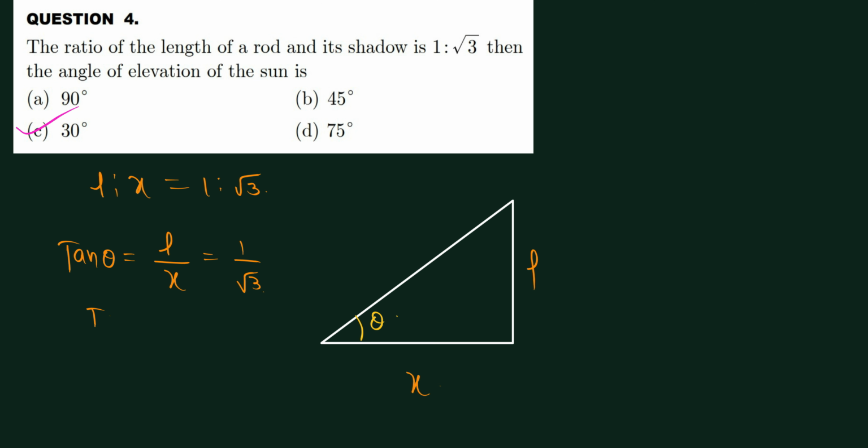Okay, at what value is tan theta equal to 1 by root 3? 30. Yes, tan 30. So the angle of elevation of the sun is how much here? 30 degrees. Okay, so your answer C is matching.